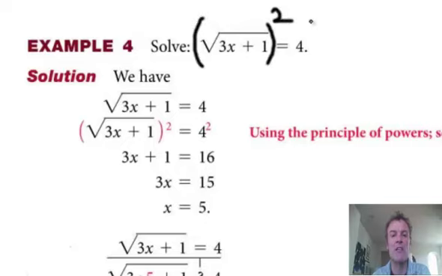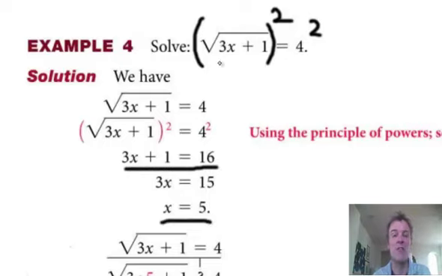If I square both sides, it'll just leave me with what's inside the radical. Here it is, squared both sides. So that's the easy side. If I square the square root, it kind of cancels, it's just 3x plus 1. If I square the 4, I get 16. Take away 1, divide by 3, x equals 5.